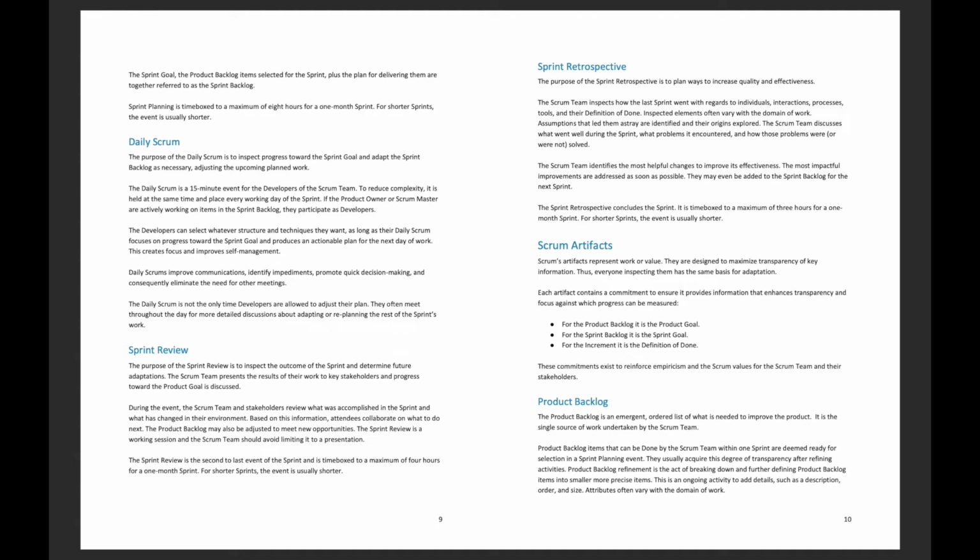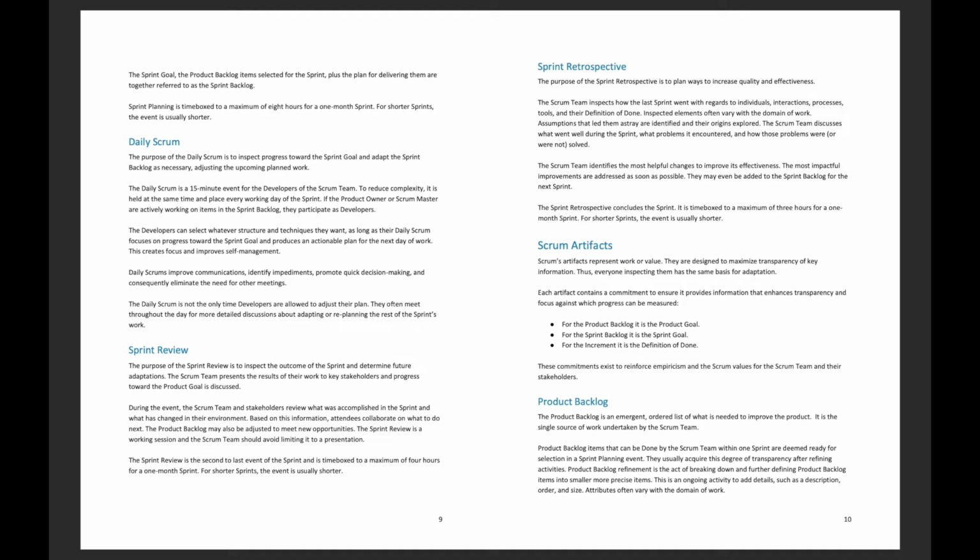The sprint review is a working session and the Scrum team should avoid limiting it to a presentation. The sprint review is the second to last event of the sprint and is time-boxed to a maximum of 4 hours for a 1 month sprint. For shorter sprints, the event is usually shorter.